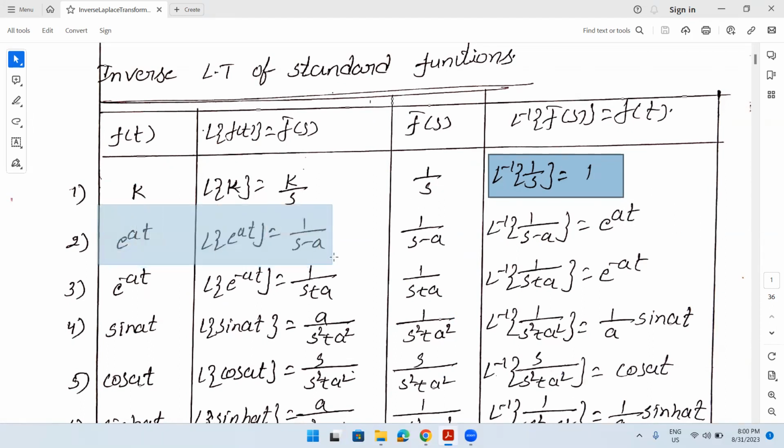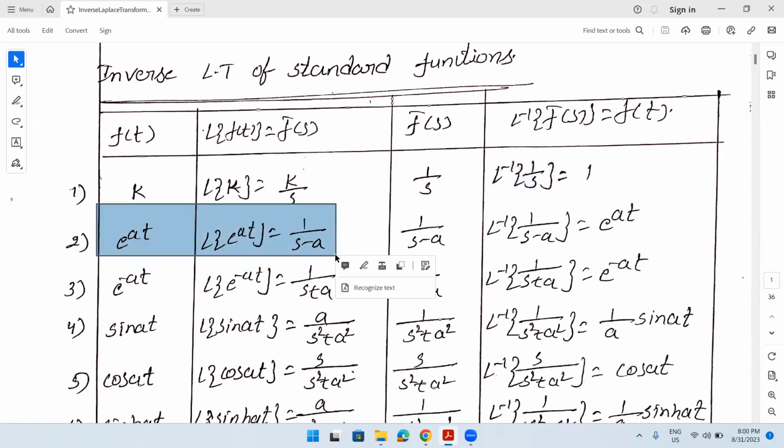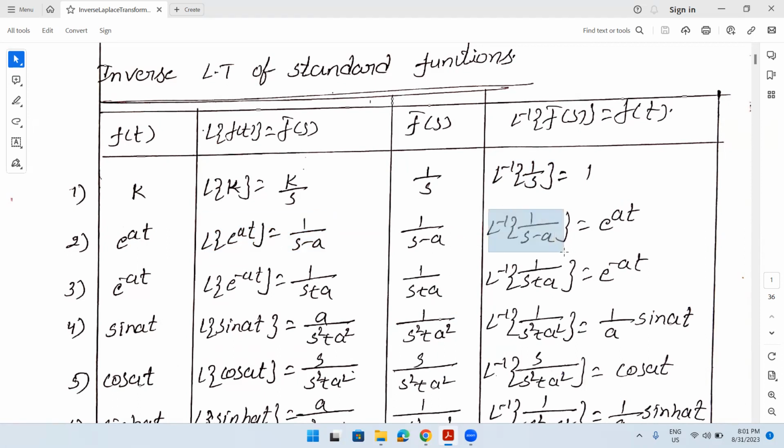The second formula we have learned in Laplace transform is that Laplace transform of e power a t is equal to 1 by s minus a. Here, taking L to the right hand side, what do you get? L inverse of 1 by s minus a is e power a t. In the same way, Laplace transform of e power minus a t is equal to 1 by s plus a. What is the inverse Laplace transform of 1 by s plus a? It is nothing but e power minus a t.